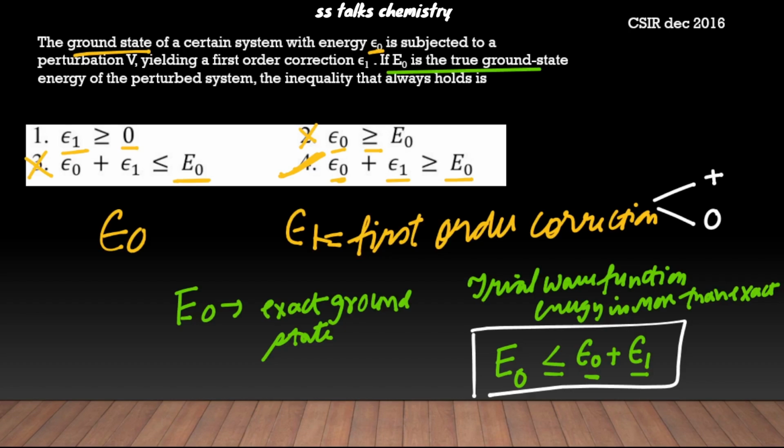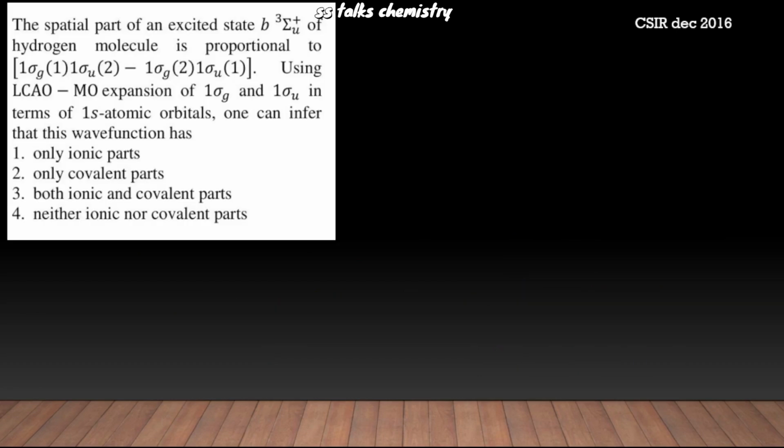Okay. Next, this question: the spatial part of the excited state B for the system, which is the triplet state, sigma u plus, of the hydrogen molecule, is proportional to.